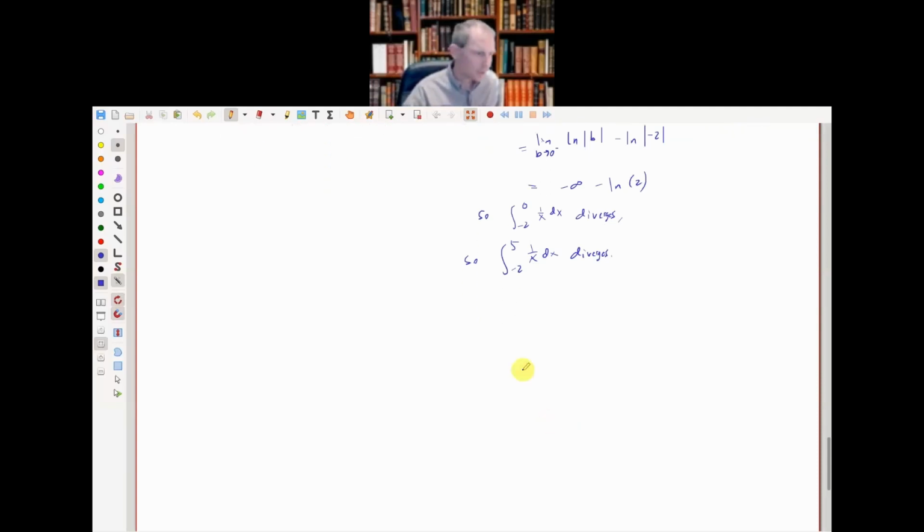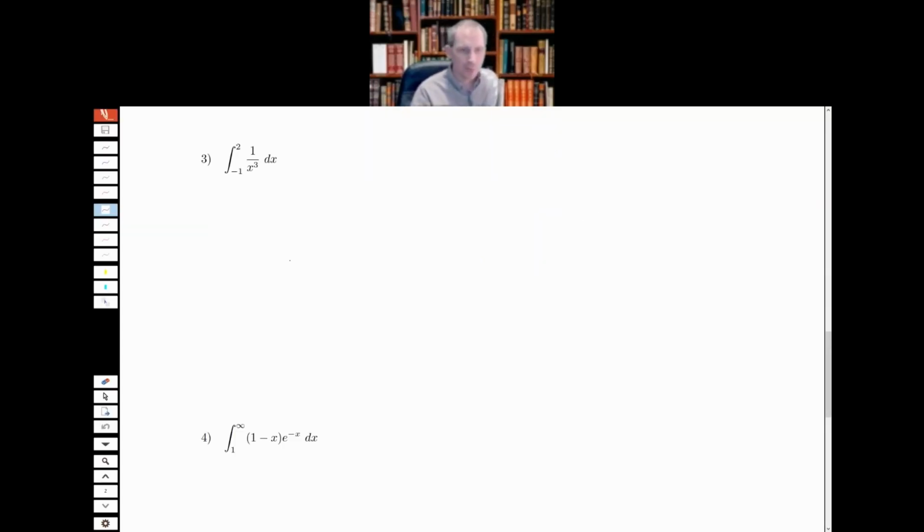Okay, now let's go ahead and look at the worksheet. All right, so for this first one, if I look at my function 1 over x cubed, I know that it's not continuous at 0, and 0 is in the interval that we're integrating over. So we have to start by breaking this up.